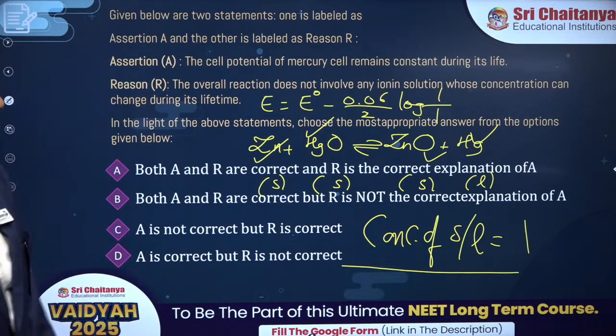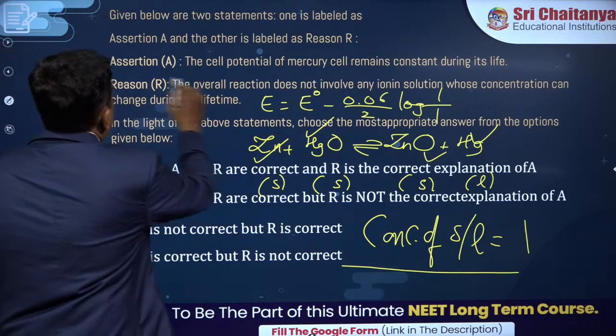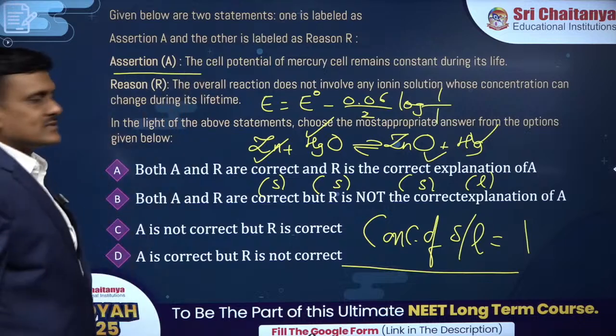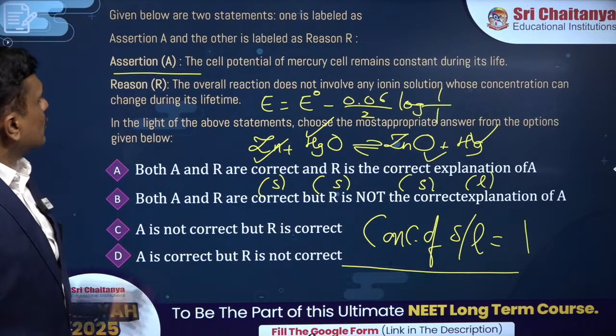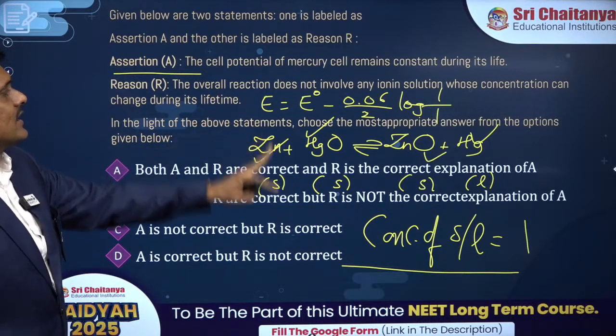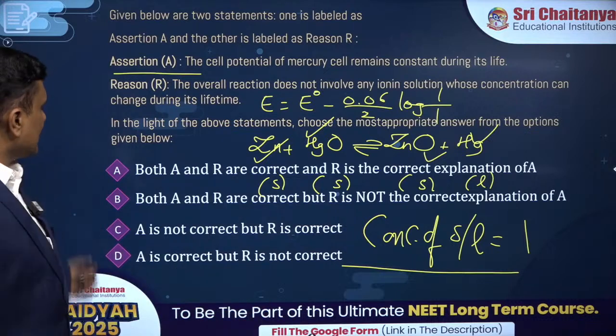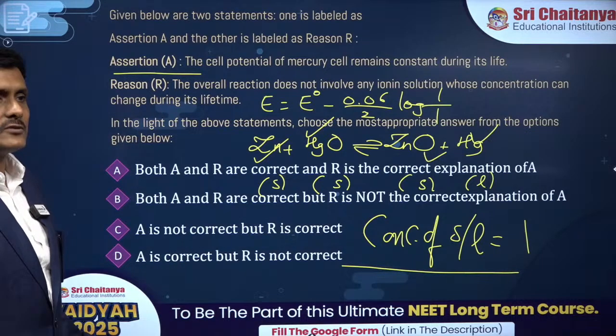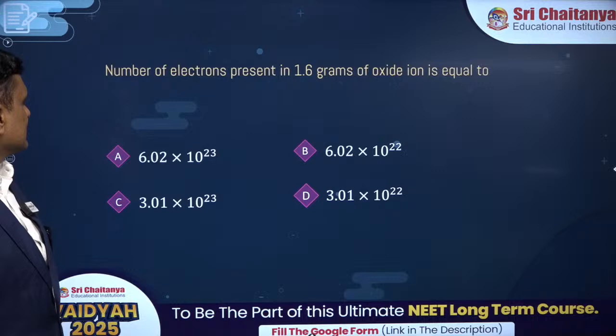So it's constant. It's absolutely correct. Mercury cell potential is constant. The overall reaction does not involve any ion in the solution. That's the reason, so the answer should be the correct explanation. That is option A. Brilliant, Anish.